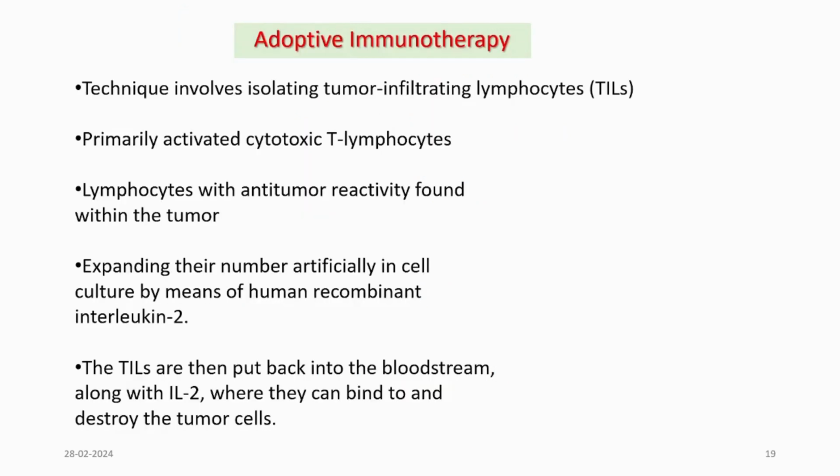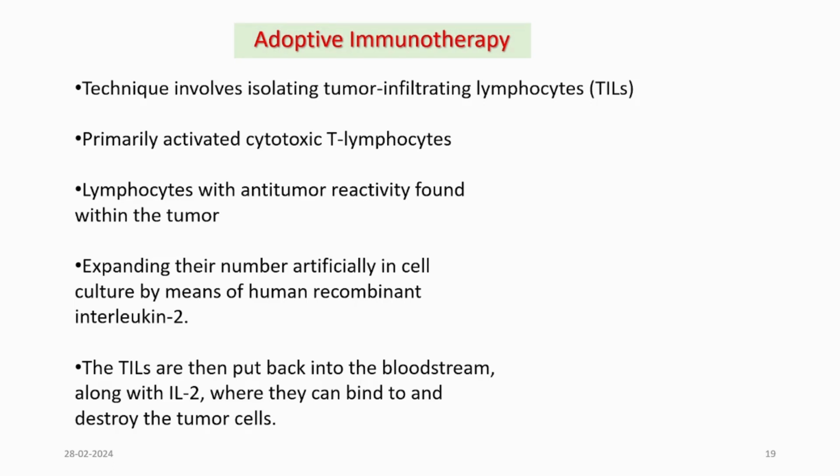Another very promising immunotherapy is adoptive immunotherapy. This technique involves isolating the TILs, that is tumor infiltrating lymphocytes, primarily activated cytotoxic T lymphocytes with anti-tumor reactivity found within the tumor, expanding their number artificially in cell culture by means of human recombinant interleukin-2, and the TILs are then put back into the bloodstream along with the IL-2, where they can bind and destroy the tumor cells.